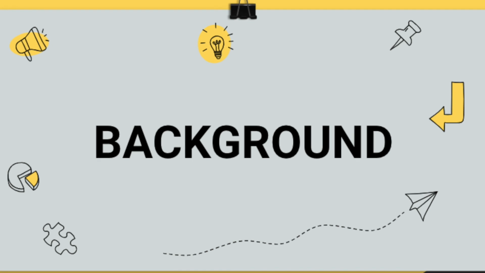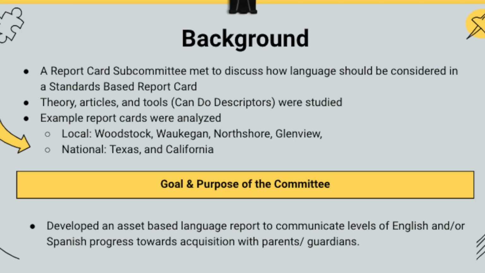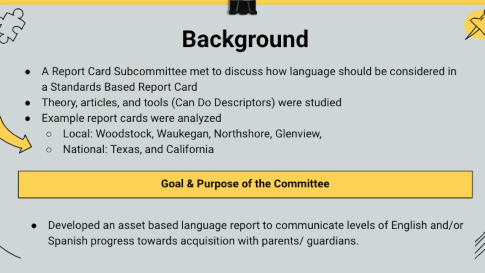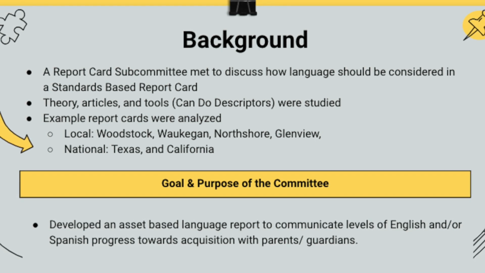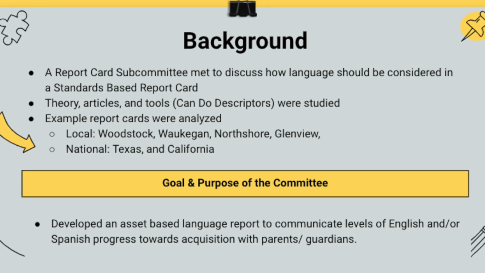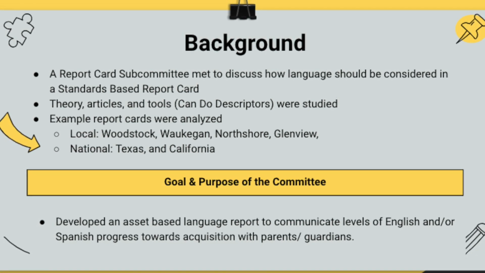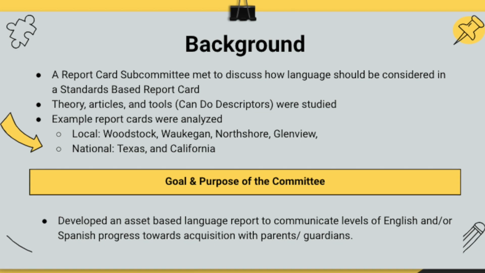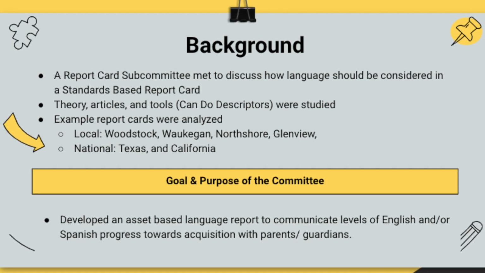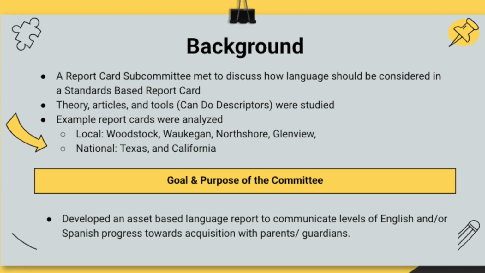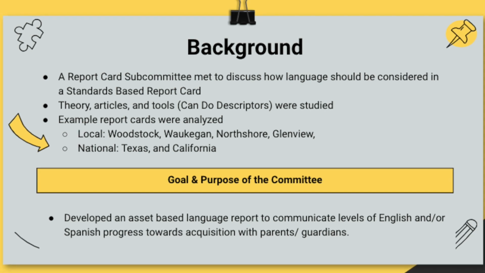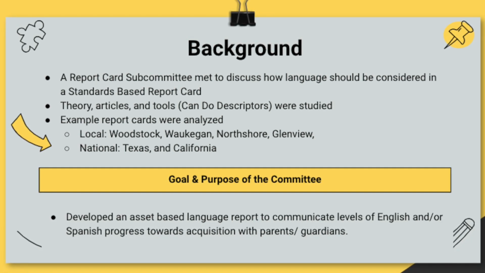Part of the report card committee consisted of subgroups, and our subcommittee met and discussed language acquisition and how we should consider it as a part of our standards-based report card. We looked at theory, articles, and tools like the can-do descriptors, and we also looked at example report cards, such as those from Woodstock, Waukegan, North Shore, Glenview, and also nationally around Texas and California.